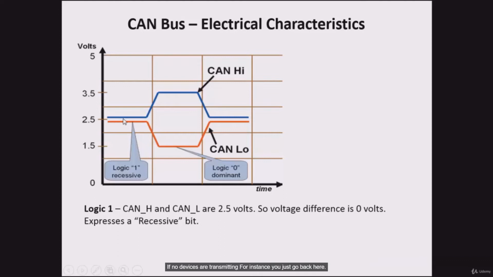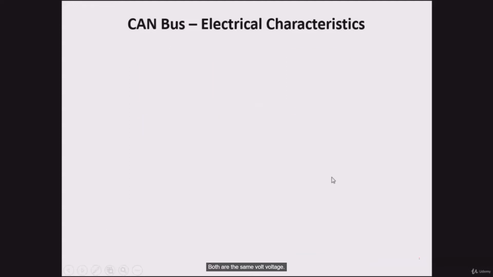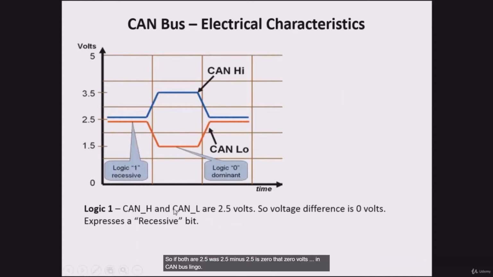If none of these devices are transmitting on the network, it is said to be in an idle state. In an idle state, it remains in the logic 1 state with CAN high and CAN low both at 2.5 volts. So when you look at the difference in voltages, it's 0, right? If both are the same voltage, 2.5 minus 2.5 is 0 volts. In CAN bus lingo, it's known as the recessive bit. So logic 1 is a recessive bit, they call it.